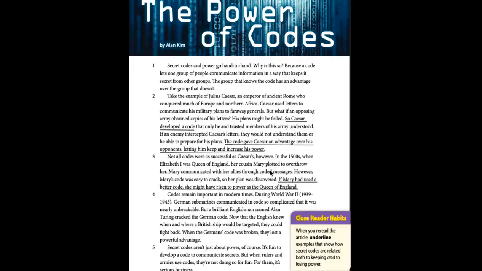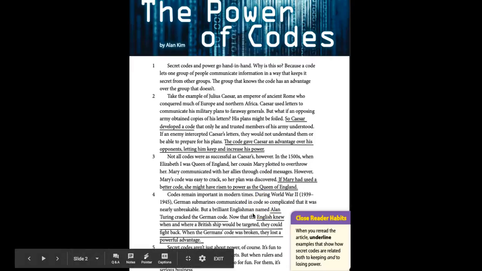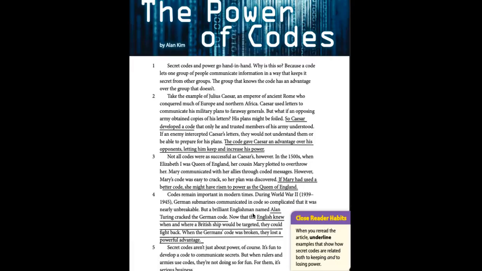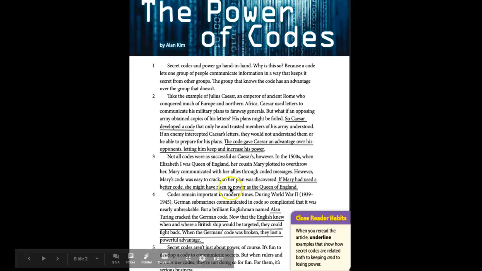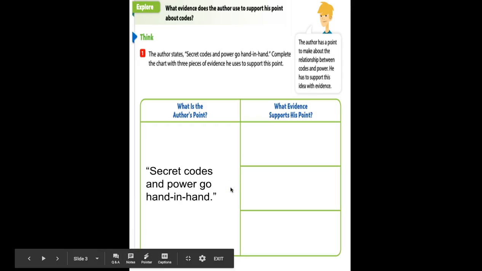If Mary had used a better code, she might have risen to power as the Queen of England. Alan Turing cracked the German code. English knew when and where the British ship would be targeted. They could fight back. When the Germans' code was broken, they lost a powerful advantage. So those things I just underlined are examples that show the secret codes and how they're related to both keeping and losing power. I hope you guys understand that, because that's kind of what this whole thing is about.